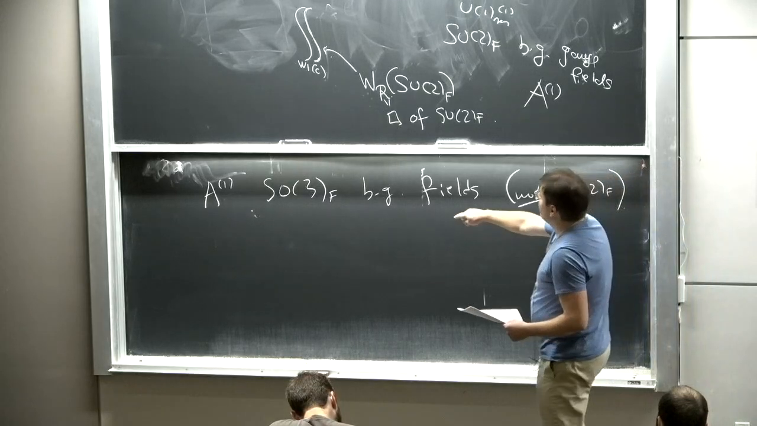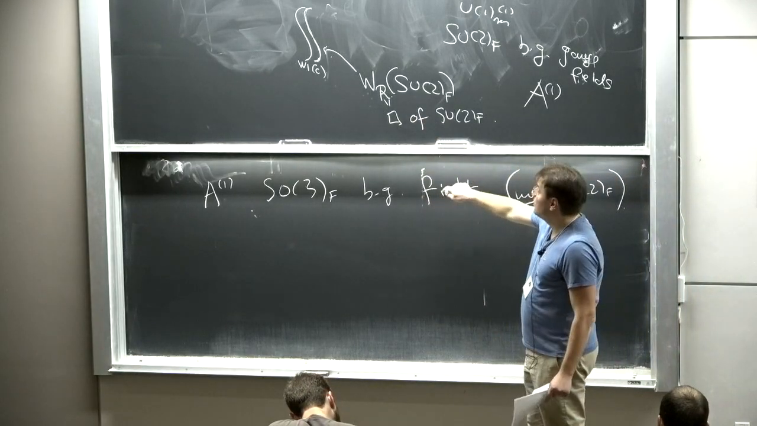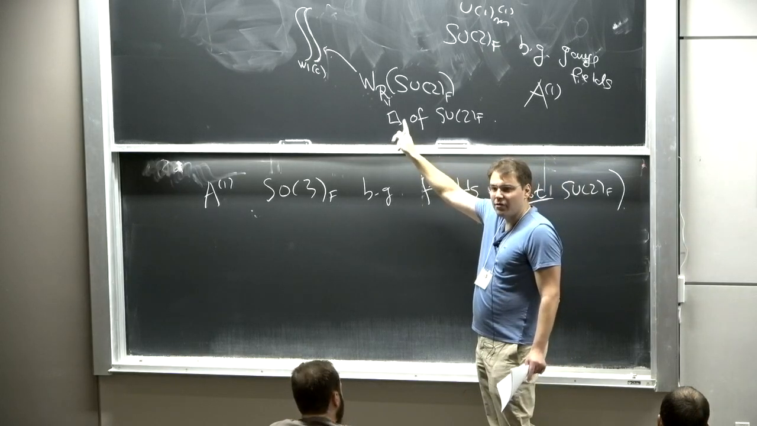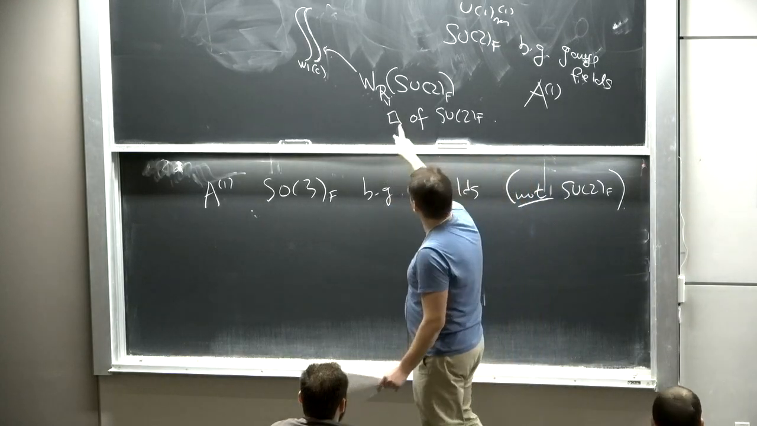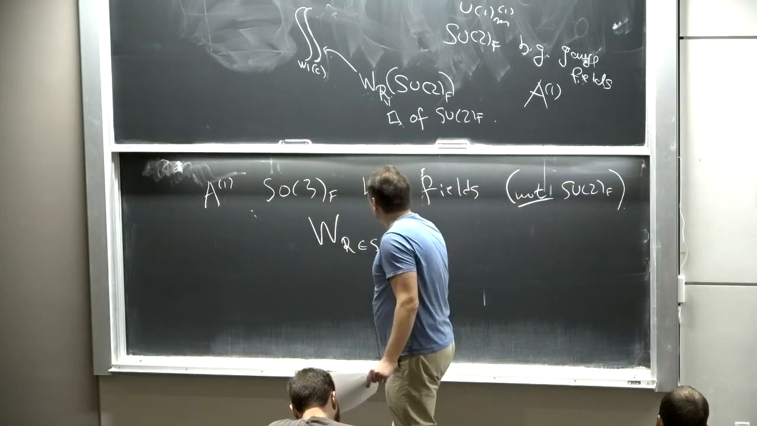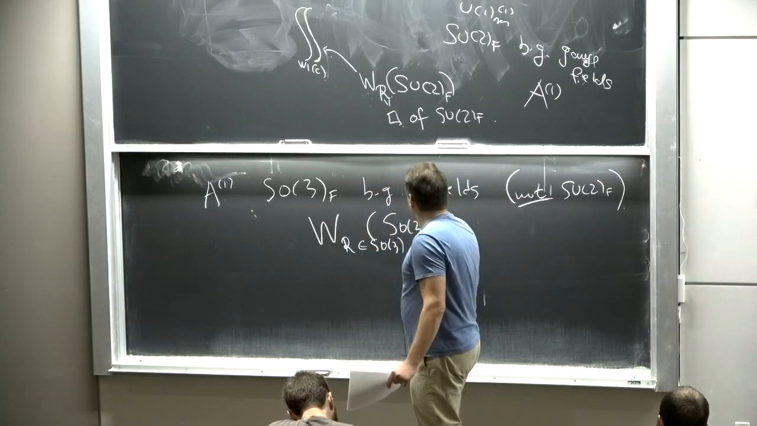Now, if you play the same game with the local counterterms in terms of SO3 representations, then you see that the only things that are genuine representations of SO3, so only the Wilson lines in SO3 representations, are counterterms.